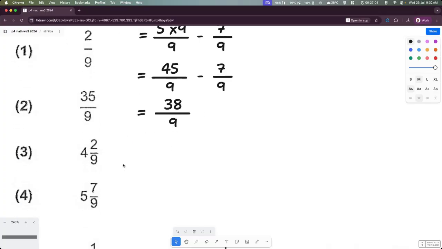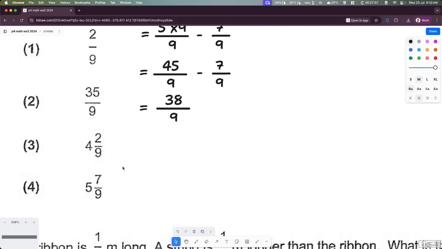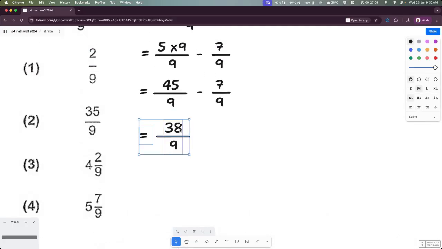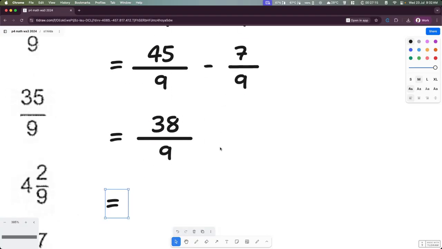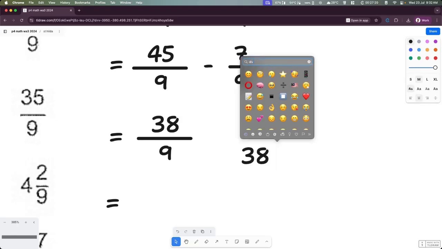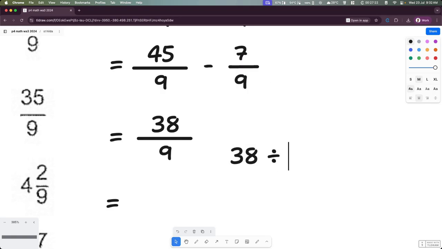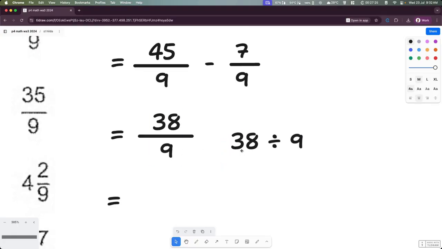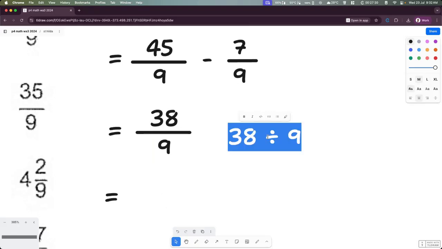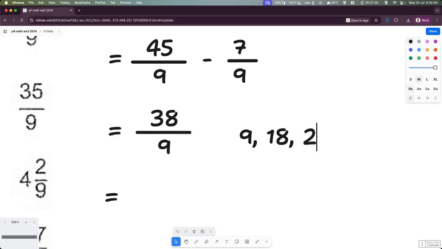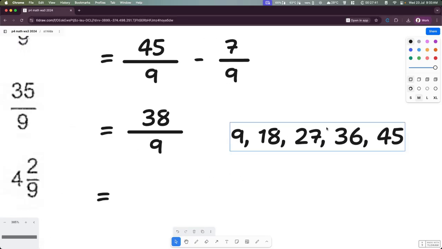Okay, so the thing is that sadly they don't give us 38 over 9, so we need to simplify this. So 38 over 9, how do we simplify this? We have 38 divided by 9. The simplest way is to find what multiple of 9 is close to 38. If you want to draw it out, 9, 18, 27, 36, 45. If you look at it, it's actually 36.